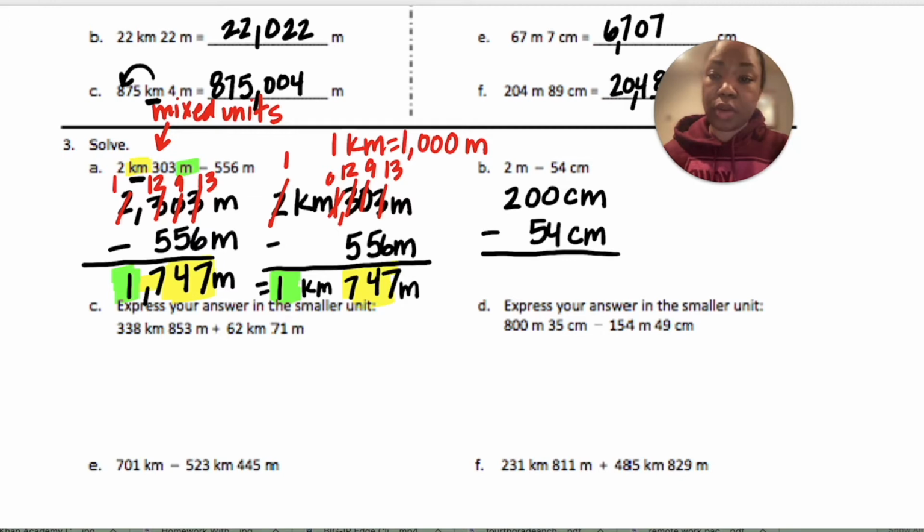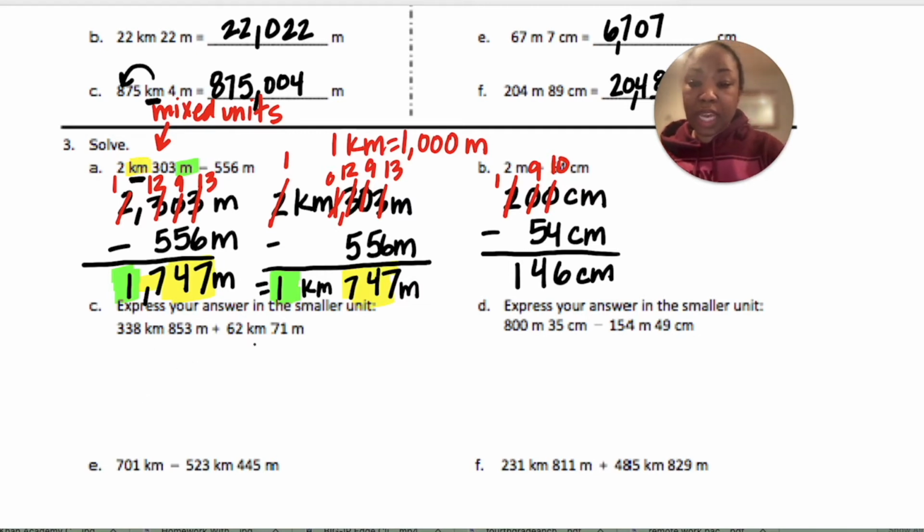I can't do 0 minus 4, so I'm going to take from the 2, becomes 1. This 0 becomes 10, and then 9, and this becomes 10. 10 minus 4 is 6. 9 minus 5 is 4, and that's 1. 146 centimeters. For C, they're asking you to put this in smaller units.